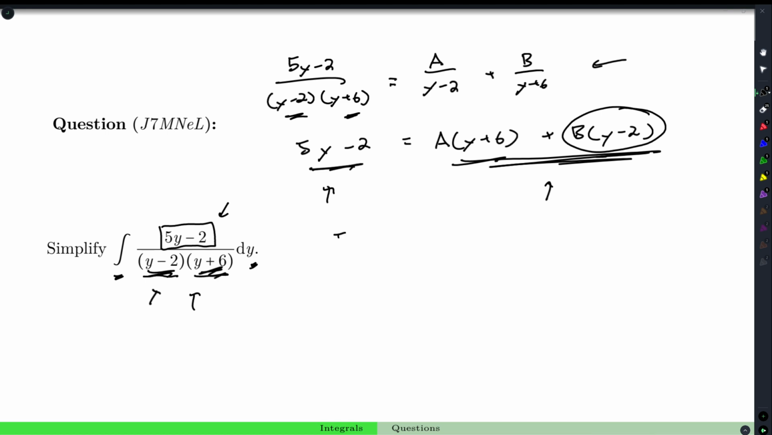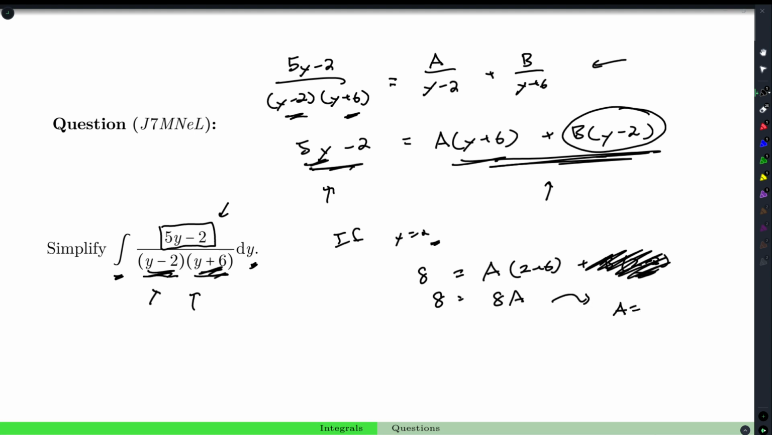Well, if y was equal to 2, you'd get 5 times 2 minus 2, so you'd get 8, equals A times (2 + 6) plus B times (2 - 2). And we chose the 2 here because 2 - 2 is 0, so now I don't need to worry about what B is. I can see 8 is equal to 8 times A, so A is going to be 1.